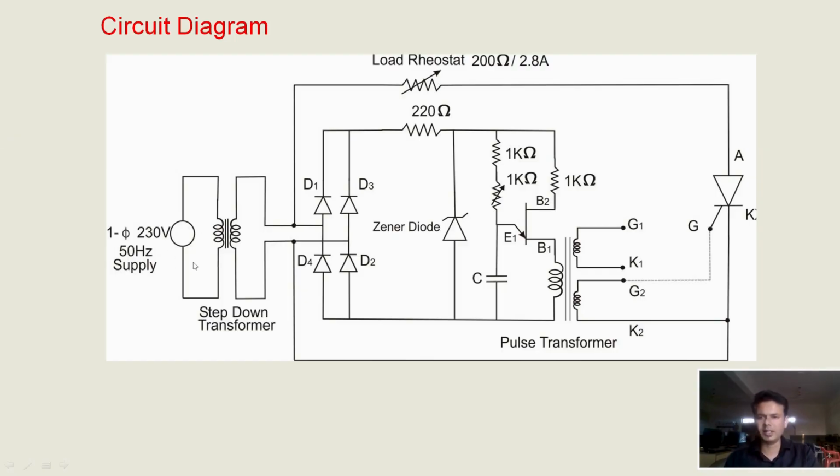So this is the actual circuit diagram. We have an AC supply and a step-down transformer. This is the diode bridge rectifier circuit, and this is the Zener diode, and we have capacitors, BJTs and pulse transformers here. This is our SCR, with anode, cathode and gate terminals. This is the circuit, and this is the load rheostat of 200 ohm, 2.8 amperes.